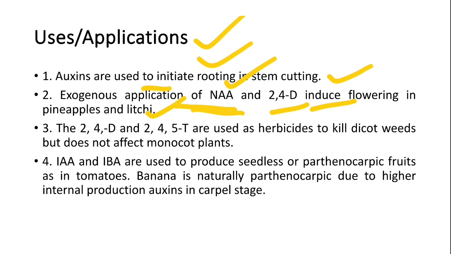Both IBA, that is indole butyric acid, and IAA, which is indole acetic acid, are together used to produce seedless or parthenocarpic fruit in tomatoes. Banana is a natural parthenocarpic fruit because it contains high auxin.